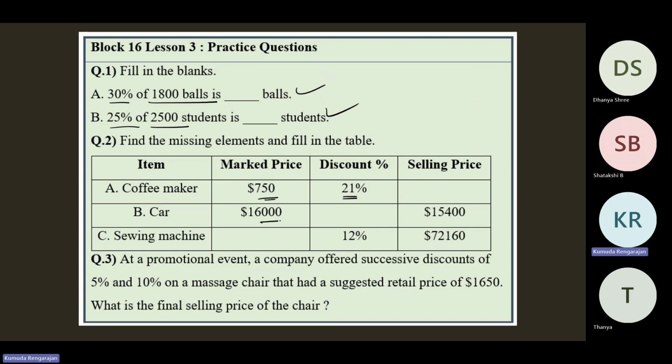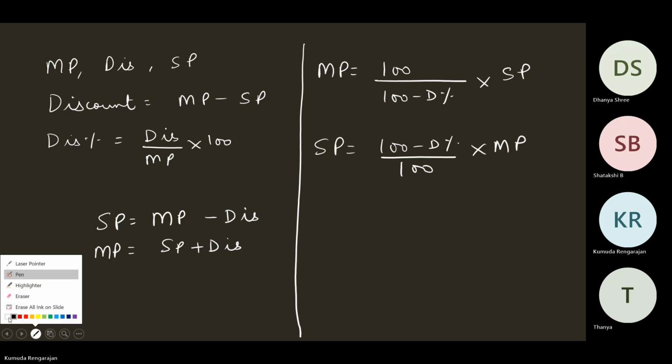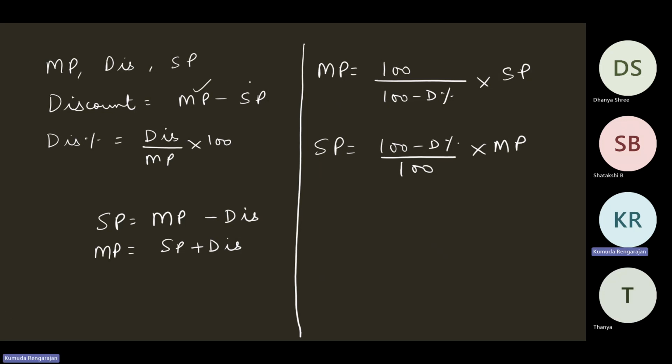Then again, mark price is given, selling price is given. You should find the discount percent. For that also, you should first find the discount and then the discount percent. You're given the mark price and the selling price, so find the discount and then find the discount percent.